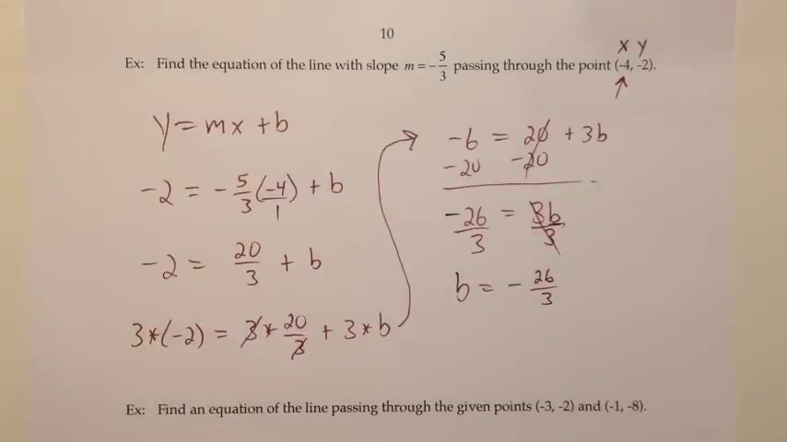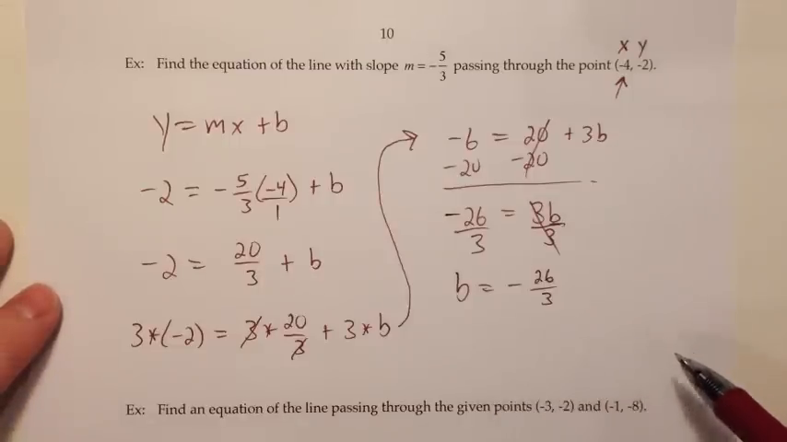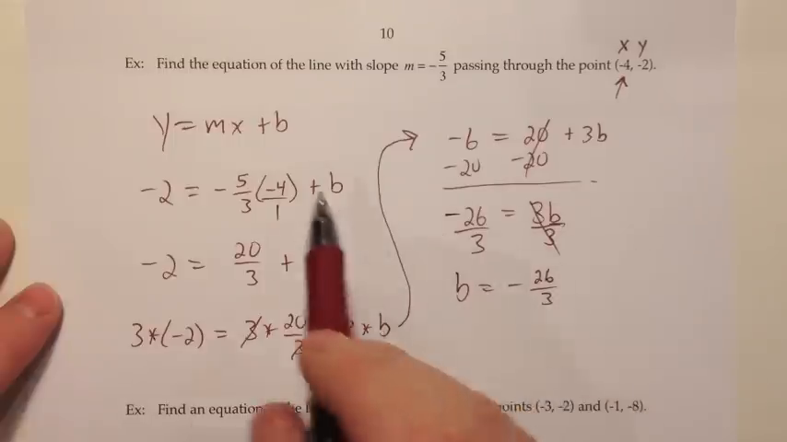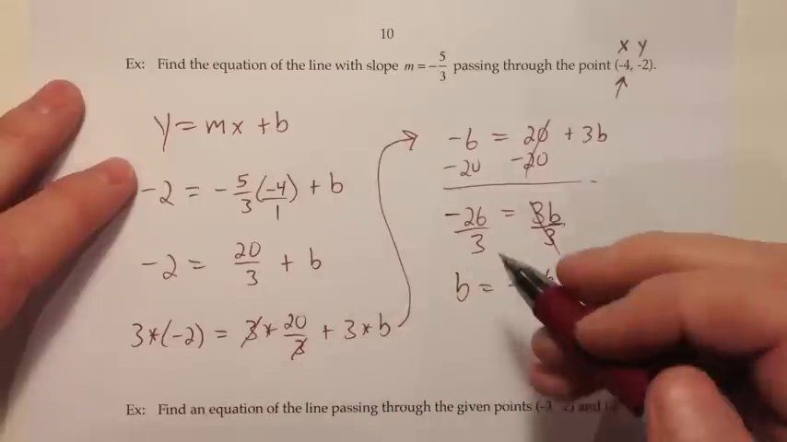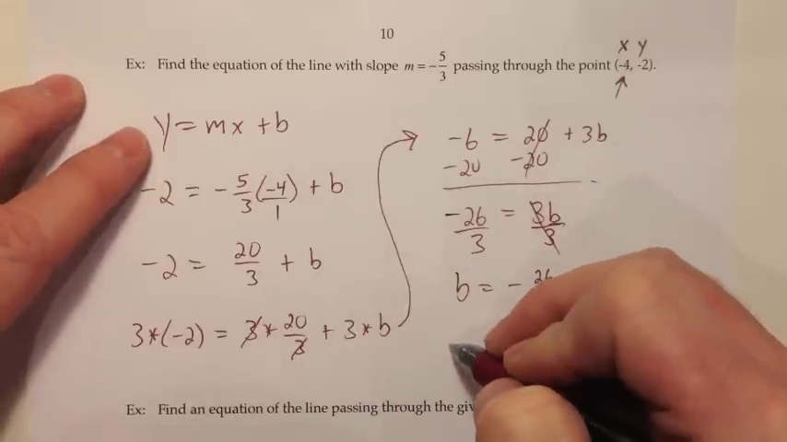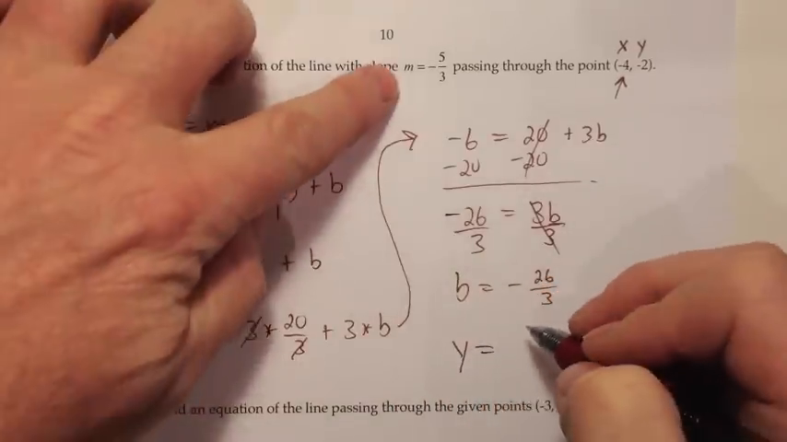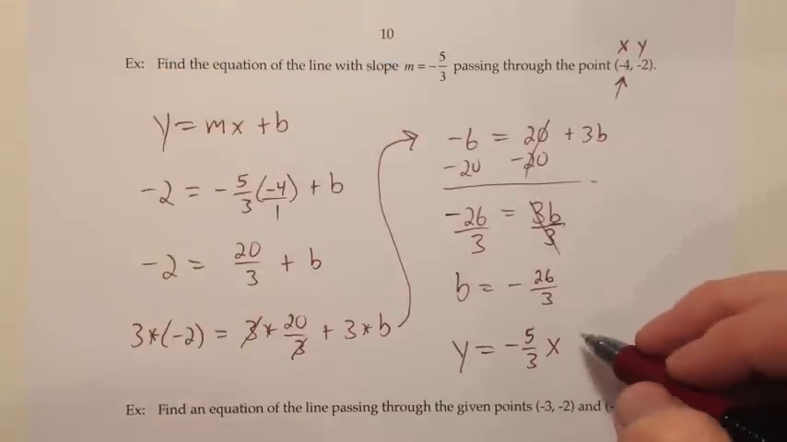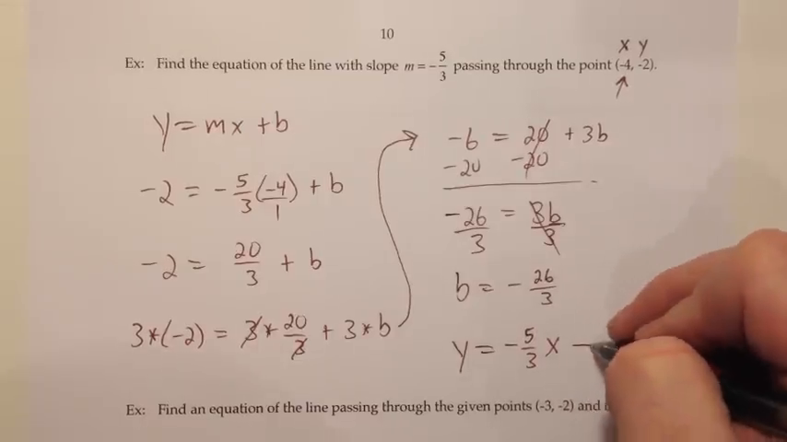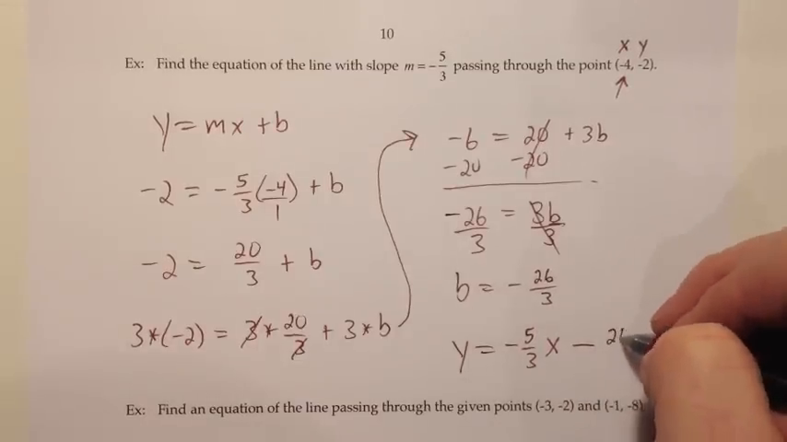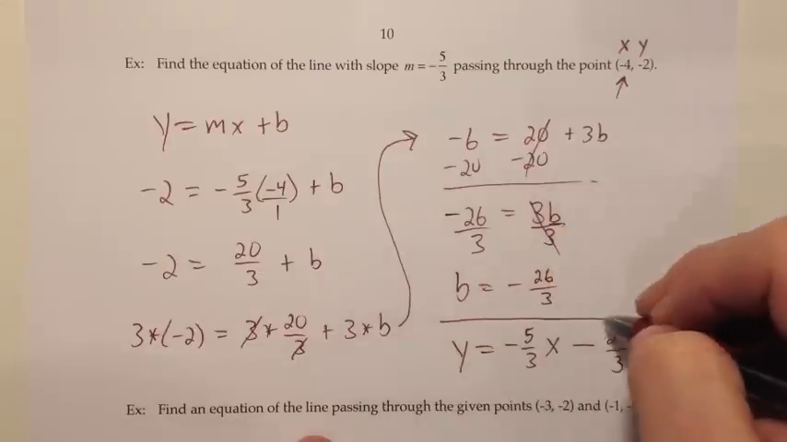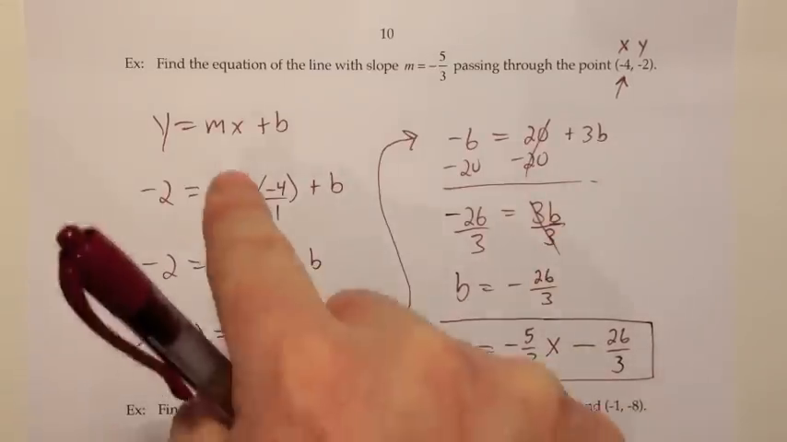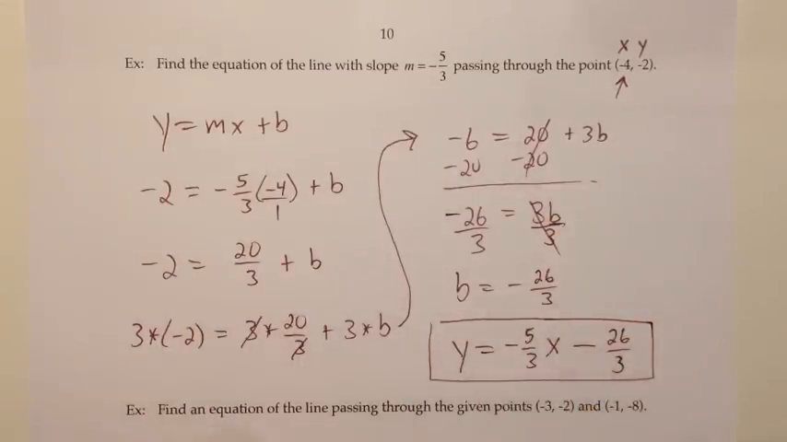And then the other thing to keep in mind is we're not done, because the equation of the line would be y equals some number times x plus some number. Right now I've just figured out b, so I know what that last number piece is. I still have to write out my equation. So the equation would be y equals, the m is negative 5/3, times x, and then it would be plus b, but we're adding a negative, so that would just show up as a minus 26/3. So there's my equation of the line. The m was given, a lot of work for us to get the b, but once we get that, we could plug it in and we have our equation of the line finished.